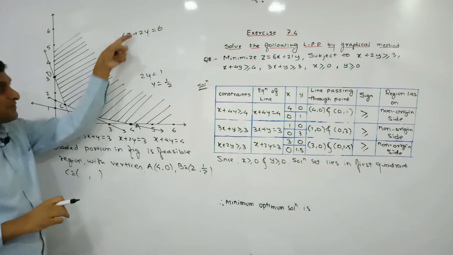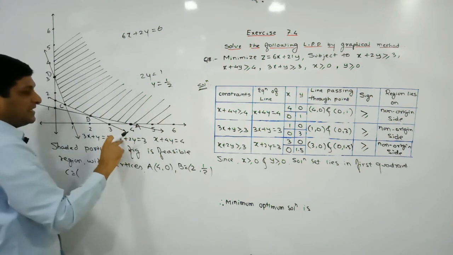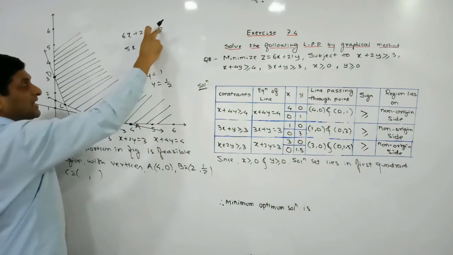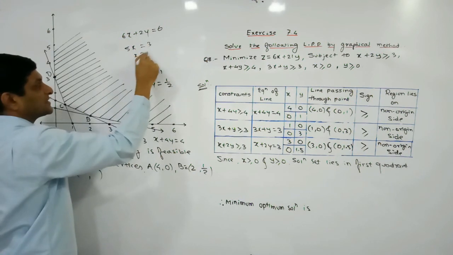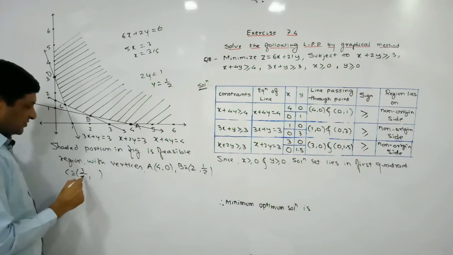Now if we take the difference of these two equations, what we will get: 6x minus x will be equal to 5x, 2y will get cancelled, and 6 minus 3 will be equal to 3, so x is equal to 3 by 5. So the x coordinate is known to us: 3 by 5.